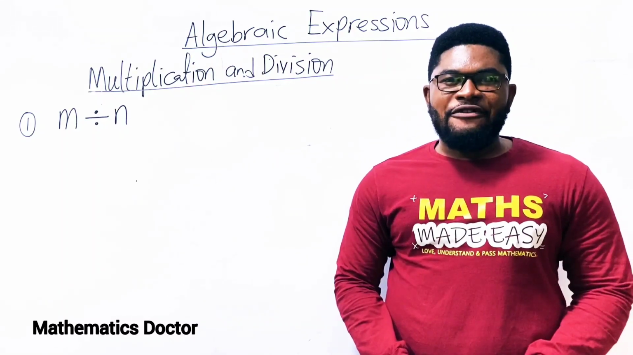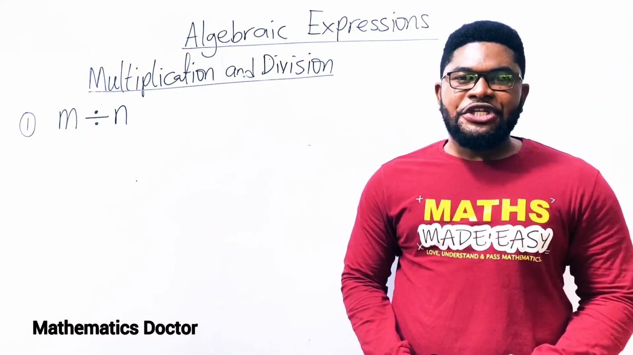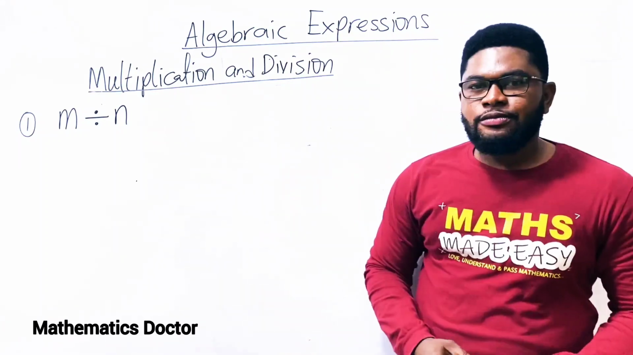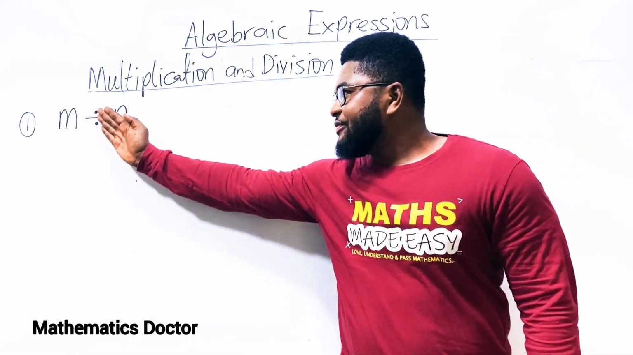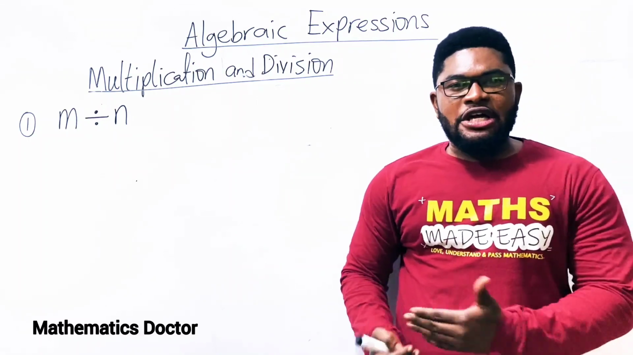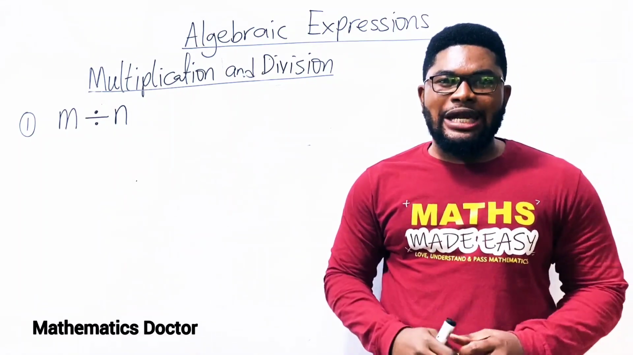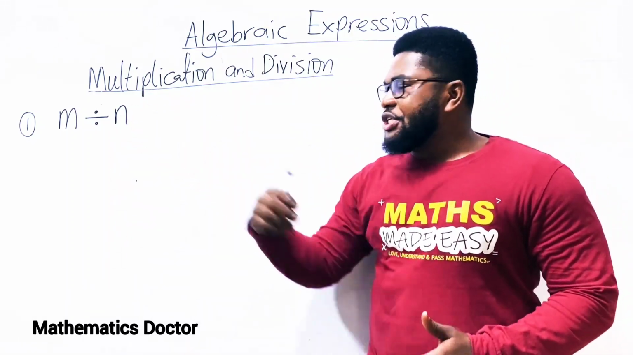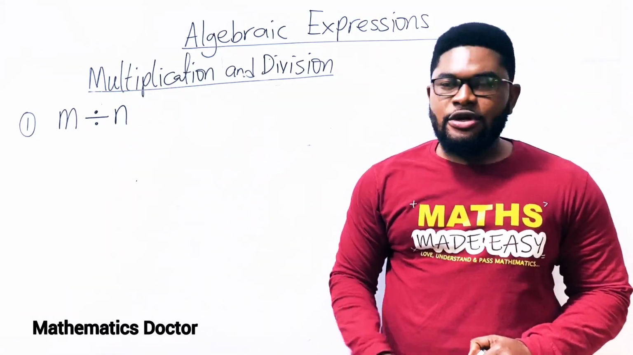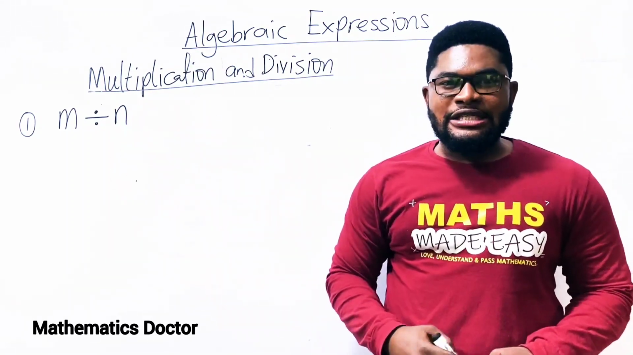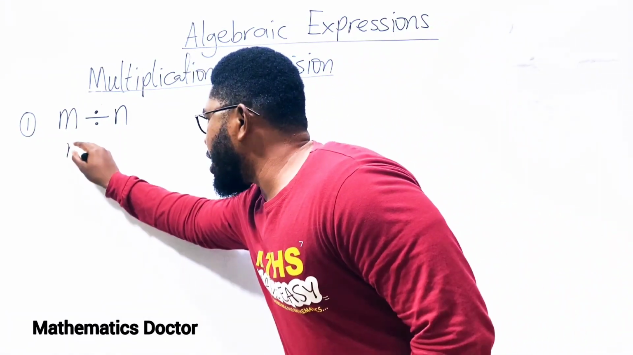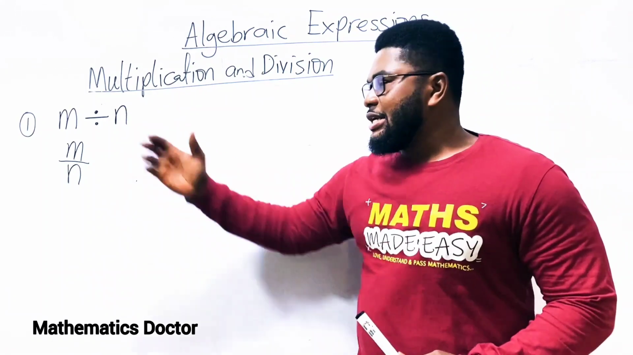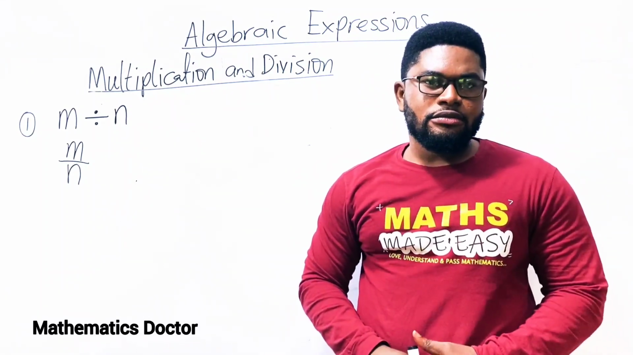Let's now take our first example under the division of algebraic expression. In this example, it says simplify m divided by n. Now, if you check the variables, they are not like terms. But as we rightly said from the beginning, division does not consider like terms. So with this, the final answer can be written as m divided by n. This and this are the same.